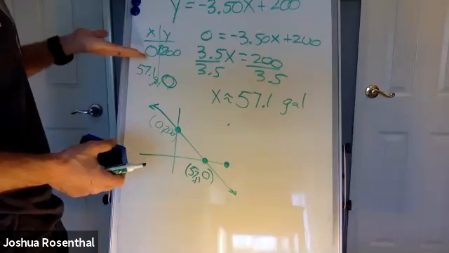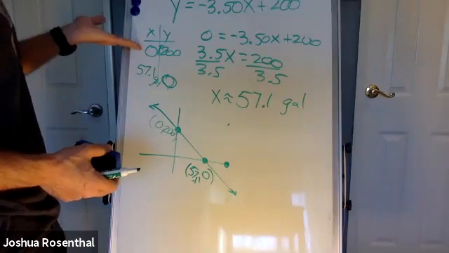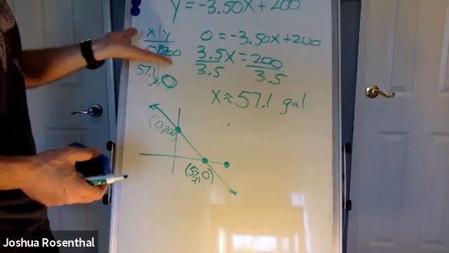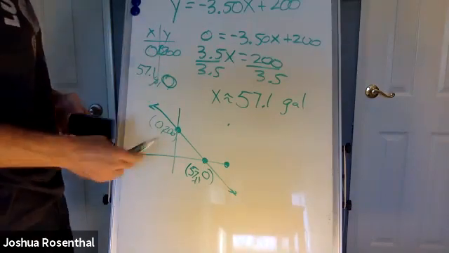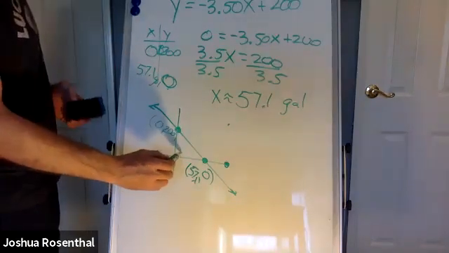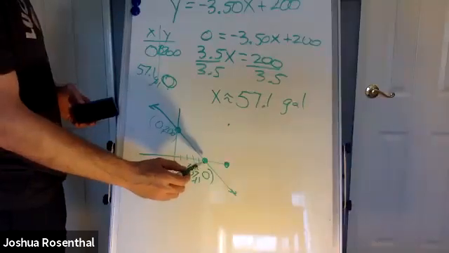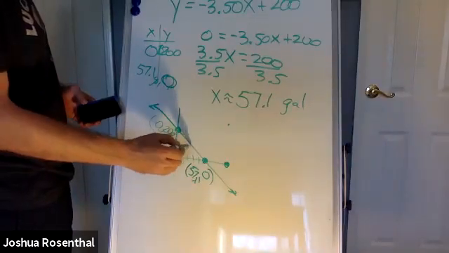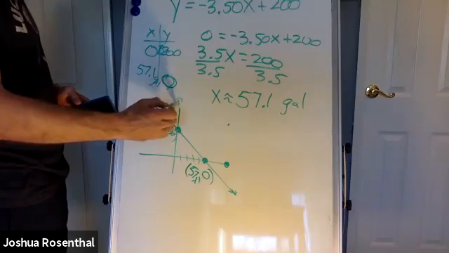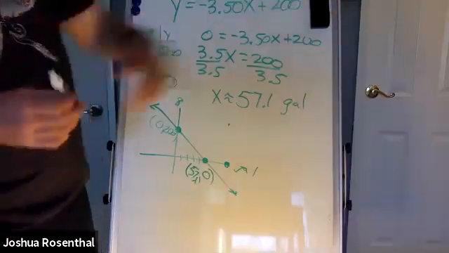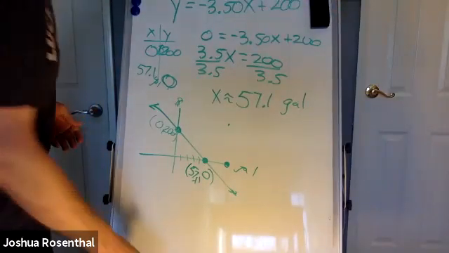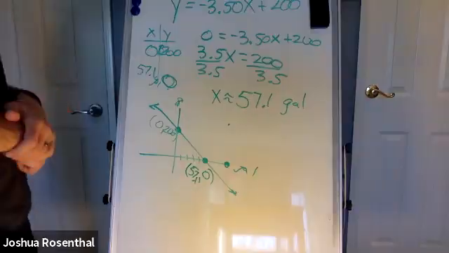Wow, that's a big number. Well, it doesn't matter, that's what it is. At 0 gallons of gas used, you have $200 on the card. As you start to pump gas in, you are dropping your money. This is money. This is gallons of gas. Other questions about that first part?